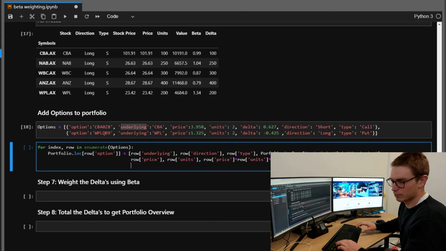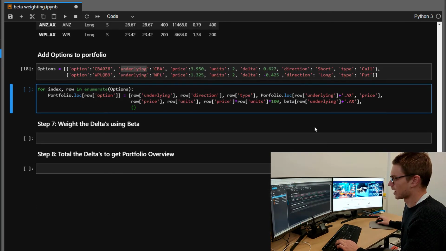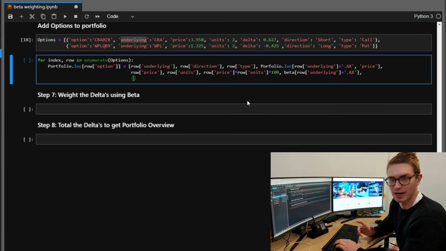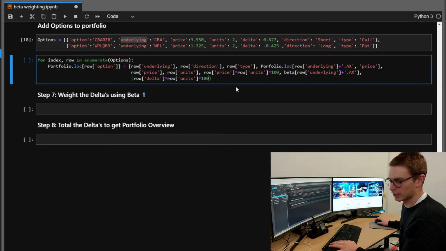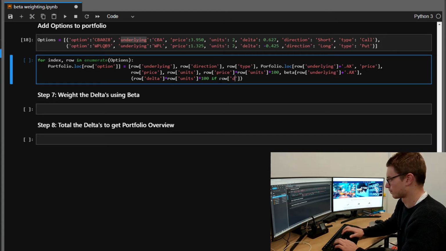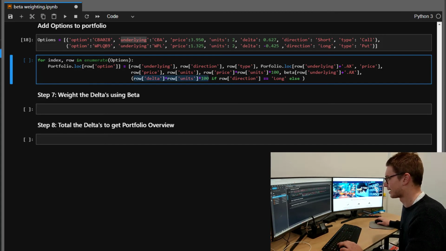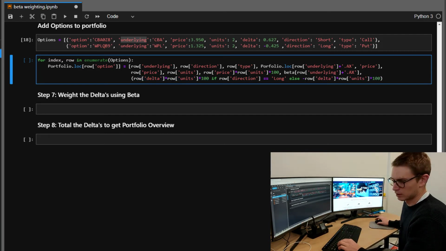Then for the last one, probably the most complicated, is the delta. Now, how are we going to calculate the delta? It's going to be plus or minus depending on if we're short or long. So it's going to be row delta multiplied by row units multiplied by 100 shares. Now it's going to be positive if row direction is equal to long. Else, we're going to take the exact same thing, but put a negative in front of it. Awesome.